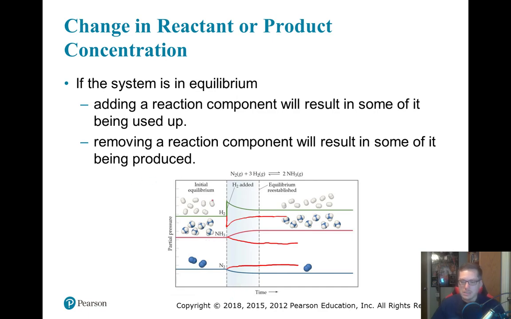Now, the easiest thing that I find, and you guys know this, I always rely on logically thinking through what's happening as opposed to just memorizing it. You could just memorize these bullet points. Adding a reaction component will result in some of it being used up, right? If you added NH3, you're going to use some NH3. And the second bullet point, removing a reaction component will result in some of it being produced. If you remove NH3, you're going to make some NH3.